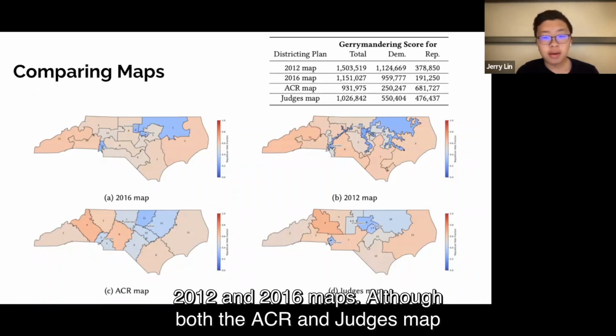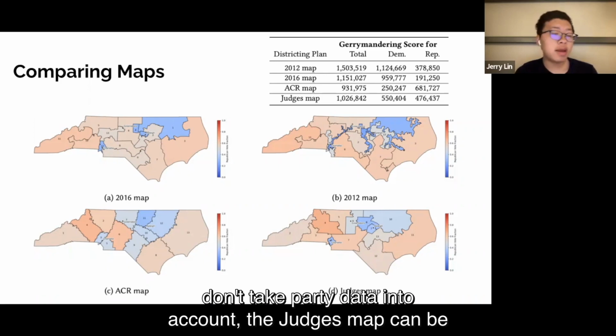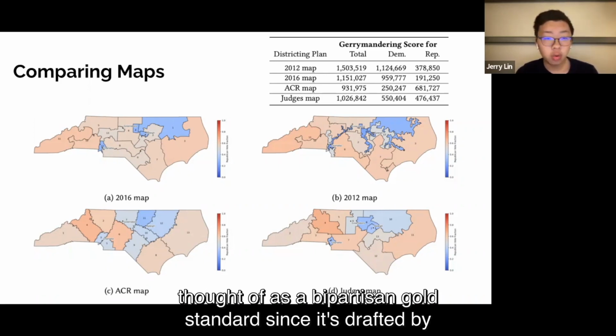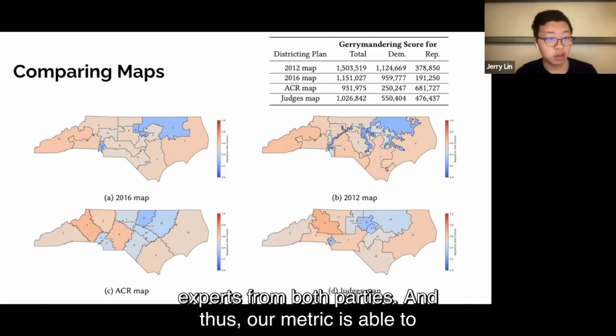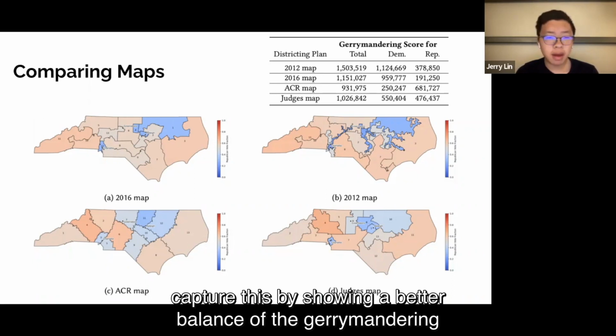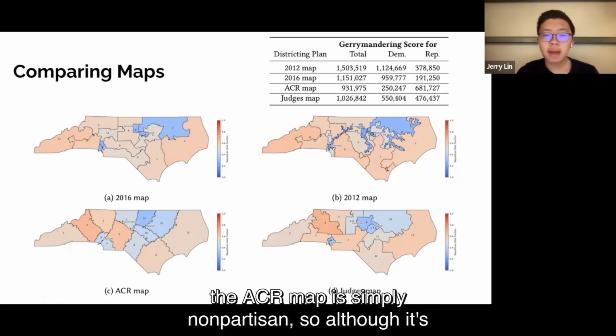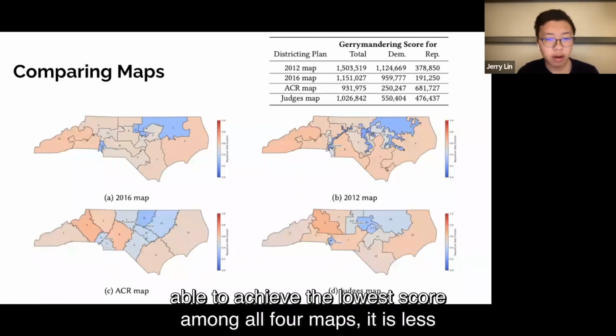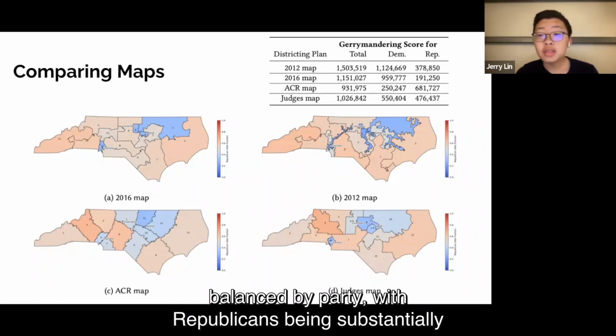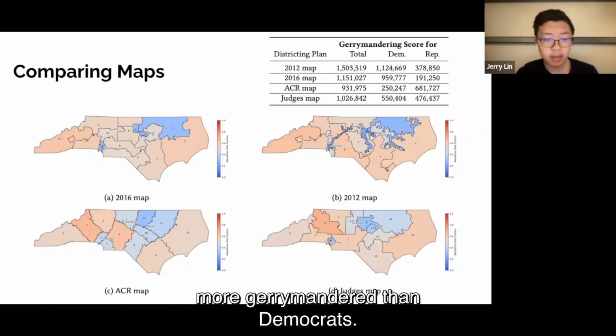Although both the ACR and judges maps don't take party data into account, the judges map can be thought of as a bipartisan gold standard since it's drafted by experts from both parties, and thus our metric is able to capture this by showing a better balance of the gerrymandering score between Democrats and Republicans. On the other hand, the ACR map is simply nonpartisan, so although it's able to achieve the lowest score among all four maps, it is less balanced by party, with Republicans being substantially more gerrymandered than Democrats.